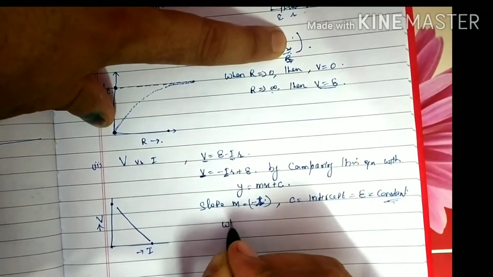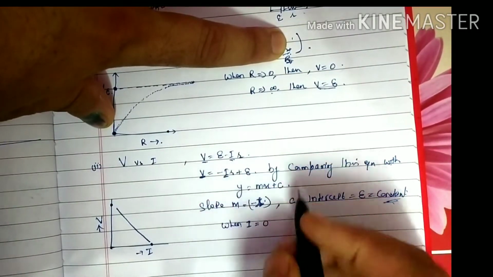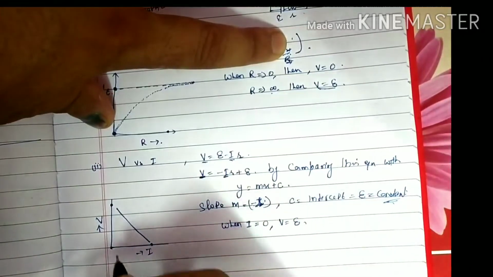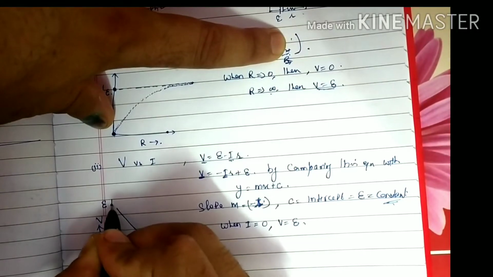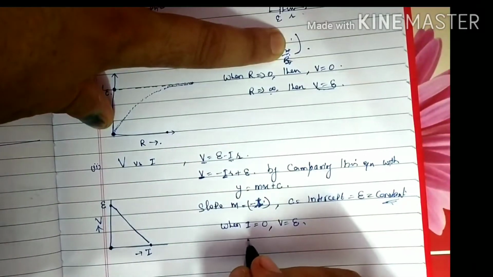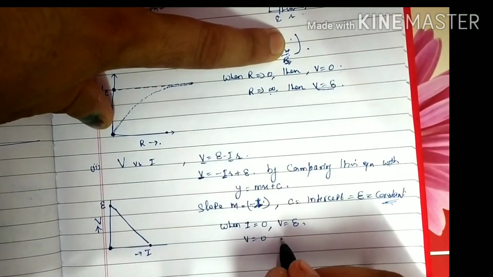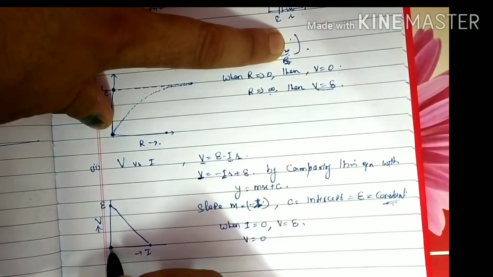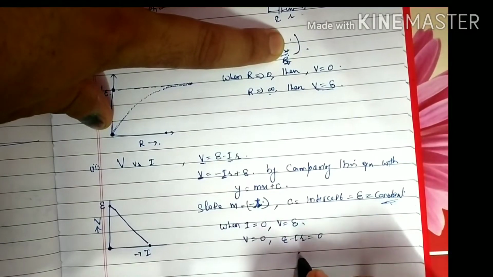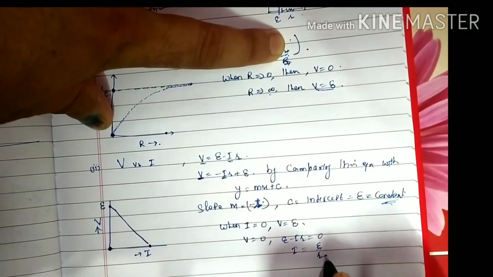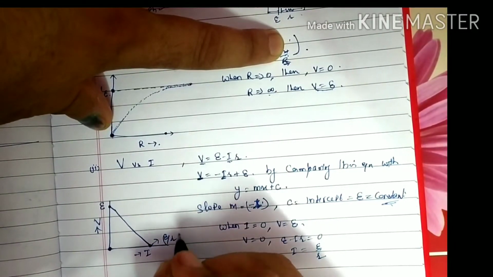So when I is equal to 0, then V is equal to E. So this graph will meet at this point. And when V is equal to 0, then we get E minus IR is equal to 0, so I is equal to E over R. So here we have this point E over R.